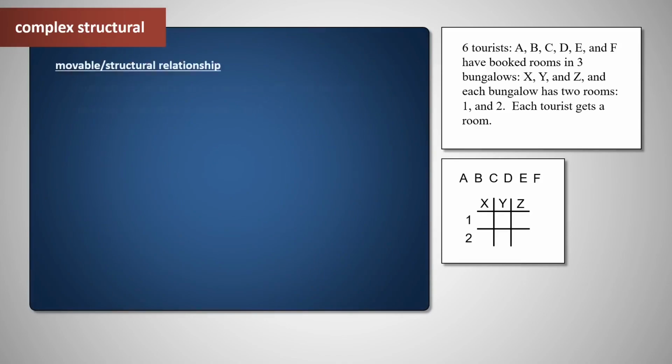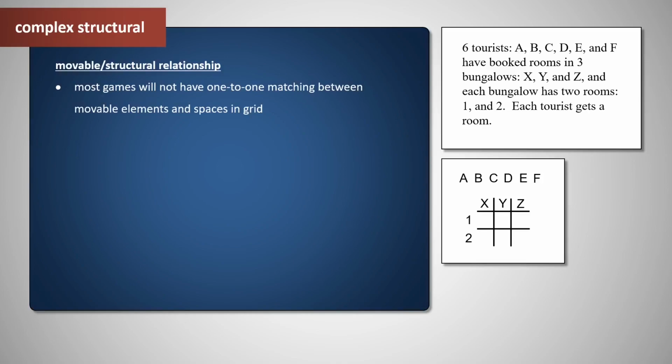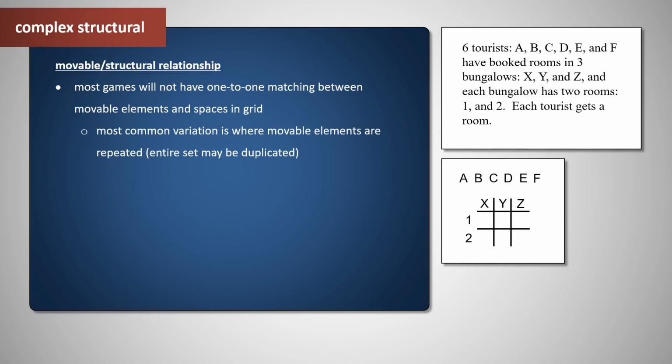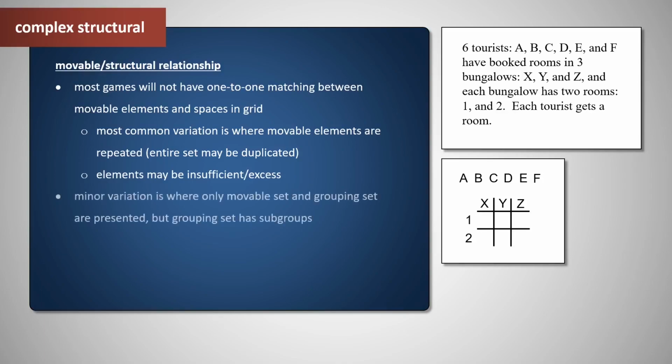With respect to their relationship, most games will not have a one-to-one matching between the movable elements and the spaces in the grid. The most common variation actually is where the movable elements are repeated. And in fact, as I mentioned, an entire set may actually be duplicated. So it's generally not going to be a one-to-one. The elements may be insufficient, so you may not have enough elements and have to repeat, or they might be in excess, and you might have to leave some of them out.